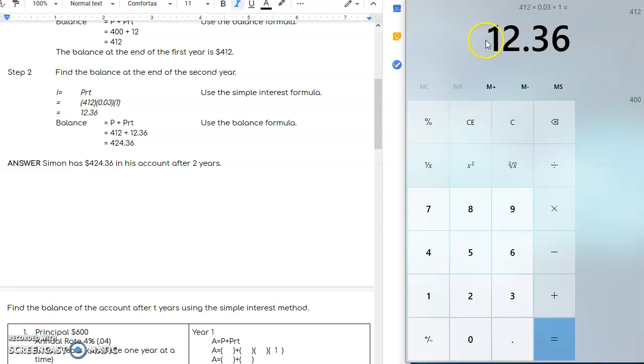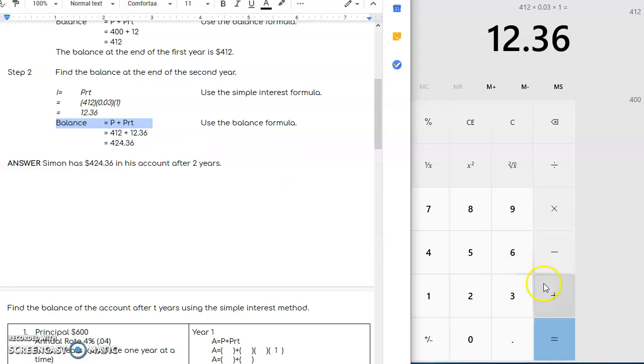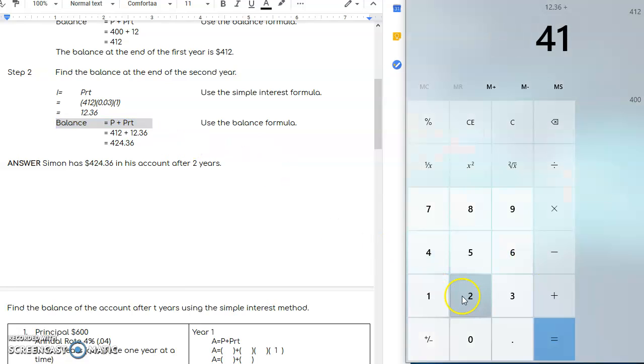Notice I didn't earn $12 this year in interest. I earned $12.36. If your interest is not going up year after year, you are not calculating compound interest, so recheck your math as you do that. Look at your balance. We're going to add the principal back in. Remember, year 2 was $412. And that tells us at the end of year 2, Simon has $424.36 in his account. And again, that was compounded interest. So he earned interest on the principal plus any interest that he earned in the previous years.